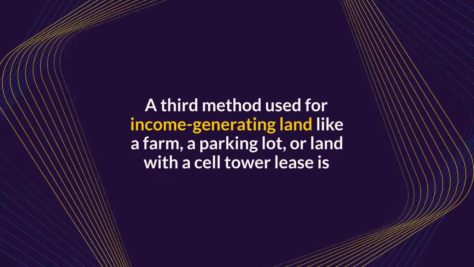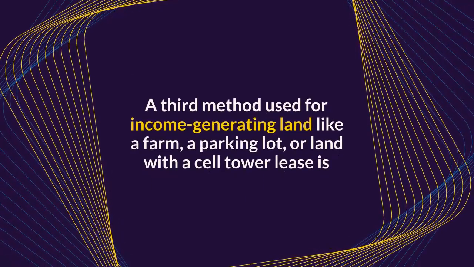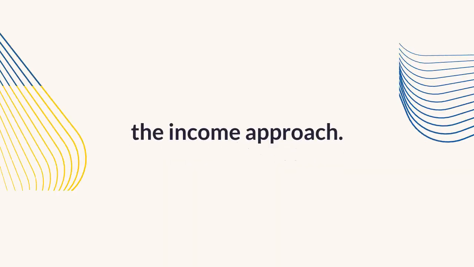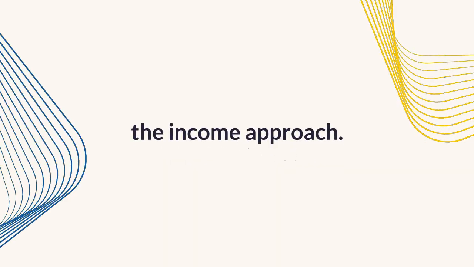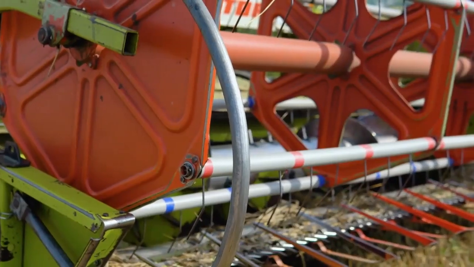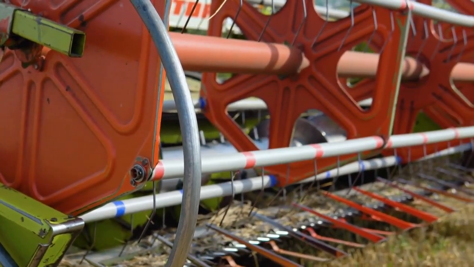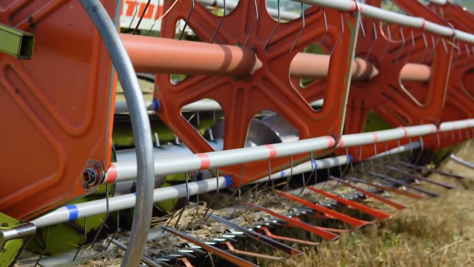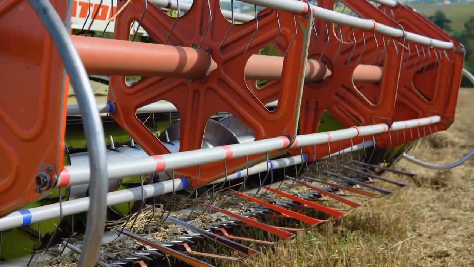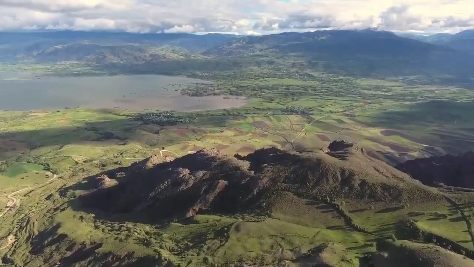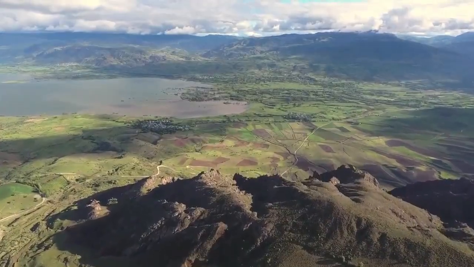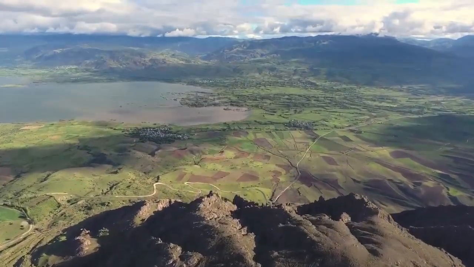A third method, used for income-generating land like a farm, a parking lot, or land with a cell tower lease, is the income approach. This calculation is based on the land's ability to make money. You figure out the net operating income the land can produce annually and then divide it by a figure called the capitalization rate, or cap rate. The cap rate is essentially the rate of return expected for that type of property in that specific market.